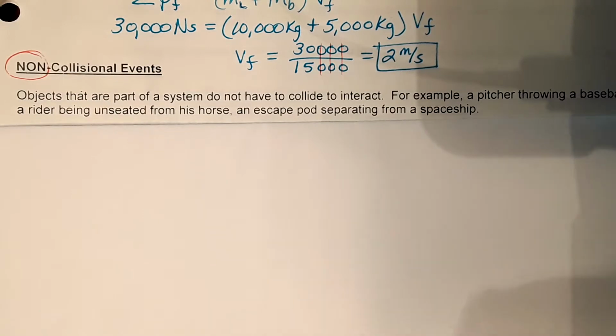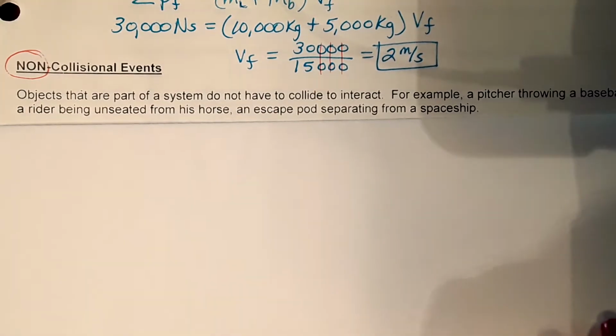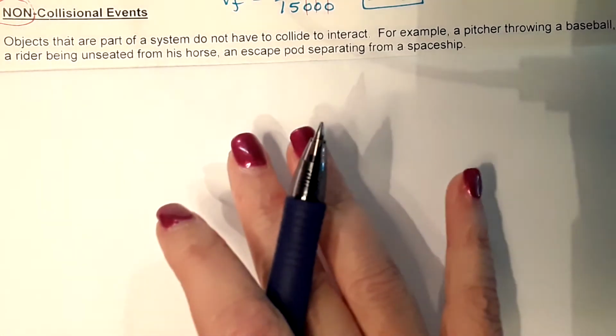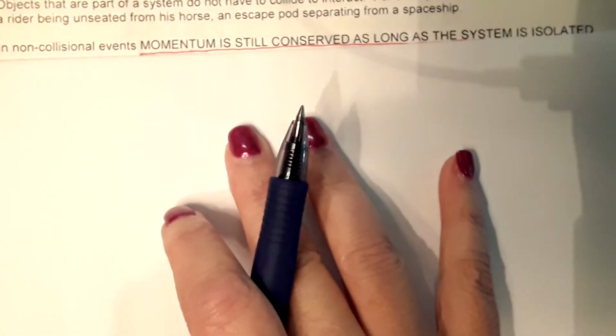These are all examples of non-collisional events. That is, the objects start out together and then they separate, which is sort of a reverse process from a collision. In fact, you might hear some physicists call them explosions. I do not like, however, to use the word explosion because obviously if you have a rider unseated from his horse, neither one of them exploded. They just call it that because the pieces are separating from each other. Okay, so let's look at what this is about.